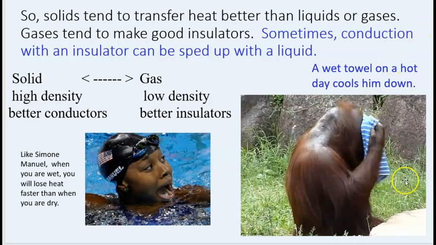And this ape is doing the same thing. It's a hot day, and you put a towel that has been dampened on him to help him cool off. All because conduction within an insulator can be sped up with a liquid.